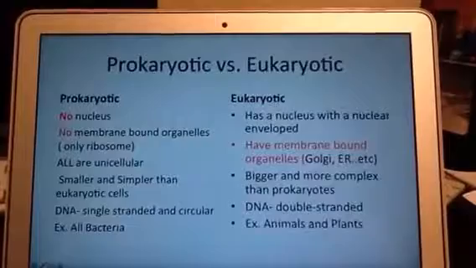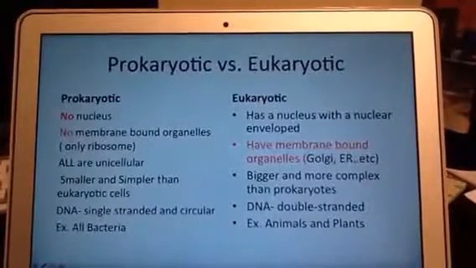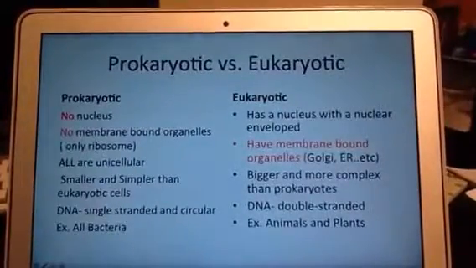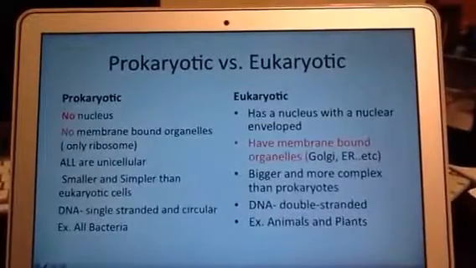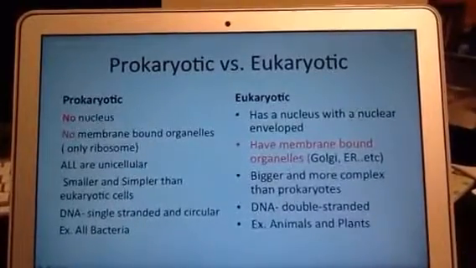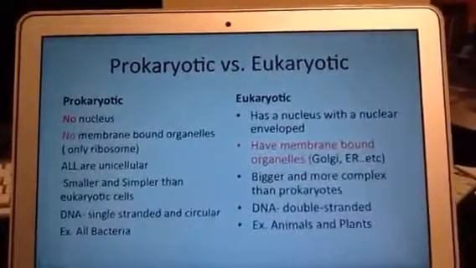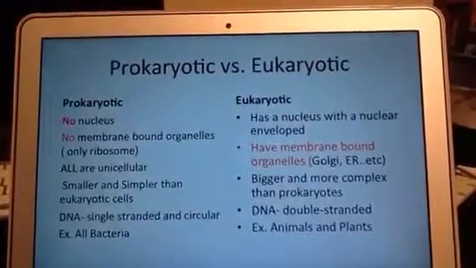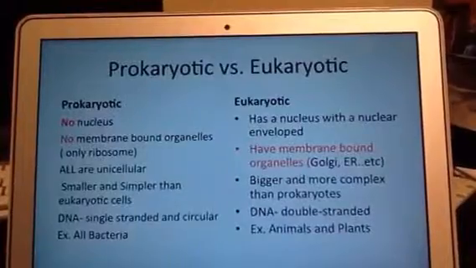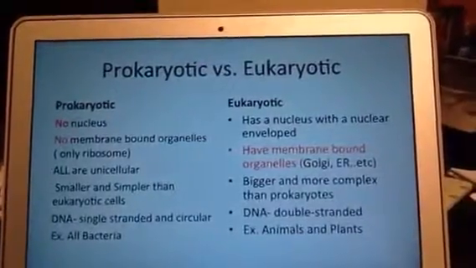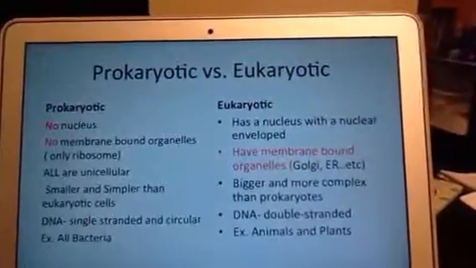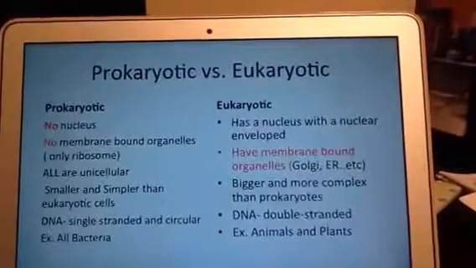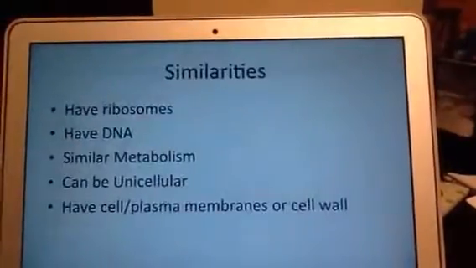And a eukaryote cell has a nucleus with a nuclear envelope. They have membrane-bound organelles, for example the Golgi apparatus or Golgi complex, and another example would be the ER. They are bigger and more complex than prokaryote cells. Their DNA is double-stranded. An example of a eukaryote cell would be animal cells.